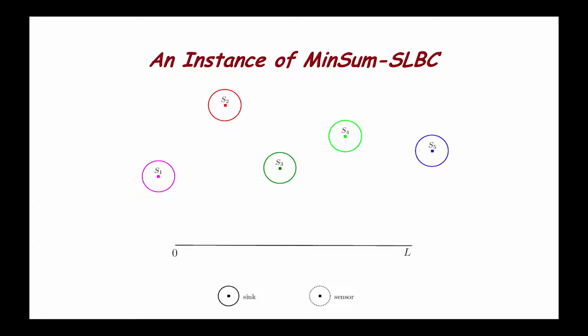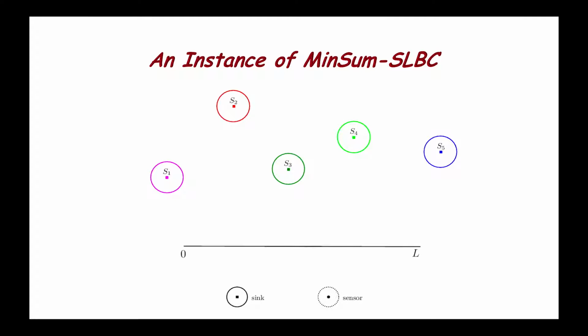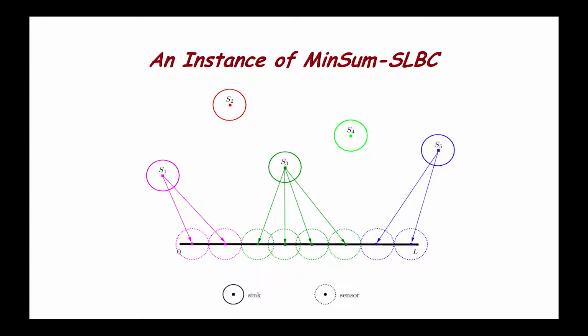We are given a set of sinks distributed on the plane. Sink Si is at position (xi, yi) and can emit infinitely many sensors. Here is the barrier for coverage. The aim is to completely cover the barrier by sensors with minimum total movement. Here is a solution to the instance. Note that we don't use sink S2 because it's too far away from the barrier.